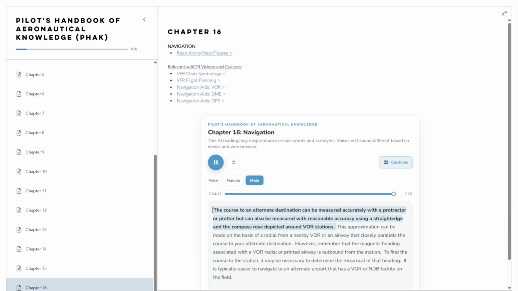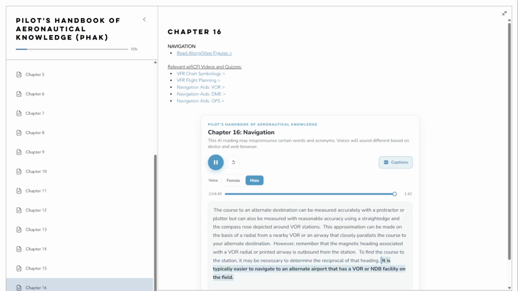The course to an alternate destination can be measured accurately with a protractor or plotter, but can also be measured with reasonable accuracy using a straightedge and the compass rose depicted around VOR stations. This approximation can be made on the basis of a radial from a nearby VOR or an airway that closely parallels the course to your alternate destination. However, remember that the magnetic heading associated with a VOR radial or printed airway is outbound from the station. To find the course to the station, it may be necessary to determine the reciprocal of that heading.